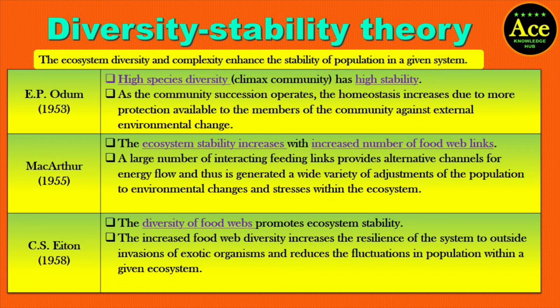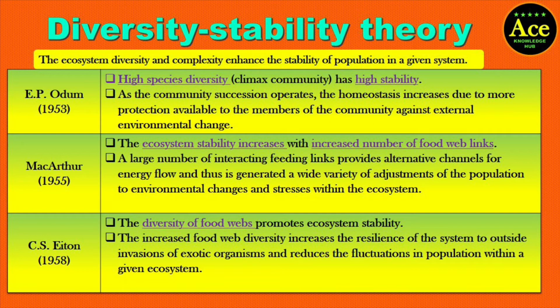MacArthur in 1955 showed that the ecosystem stability increases with increase of number of links in food web, because a large number of interacting feeding links provides alternative channels for energy flow, and thus is generated a wide variety of adjustment of the population to environmental changes and stresses within the ecosystem.